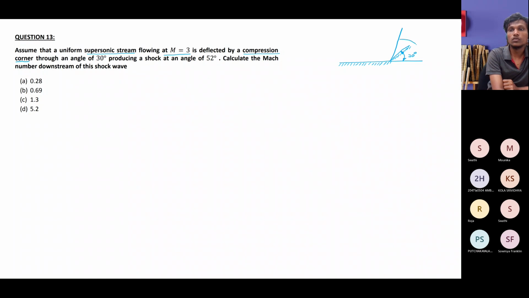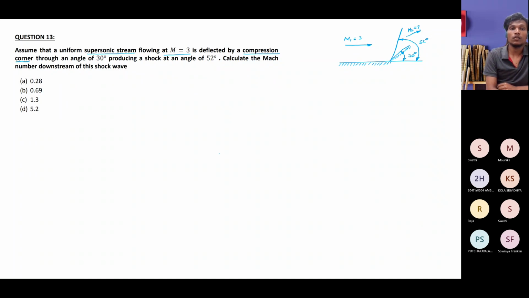This is a shock wave. This is not a normal shock wave. This is an oblique shock wave, and this shock wave has an angle of 52 degrees. The question is: calculate the Mach number downstream of this shock wave. So here you have a flow of M1 equals 3, and here you have a flow of M2 equals the question mark. That is the question we have.